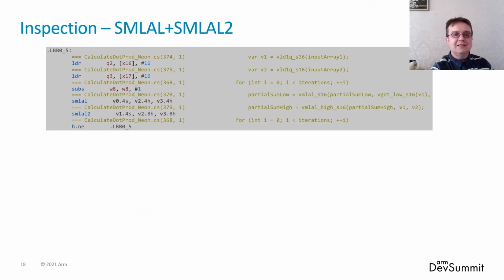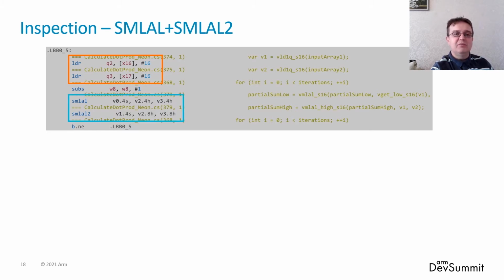This is my favorite assembly variant, short and elegant. It makes use of smlol and smlol2 instructions. First, it loads into Q2 and Q3 registers, which is the same as the SIMD V2 and V3 registers. And then come the calculations.